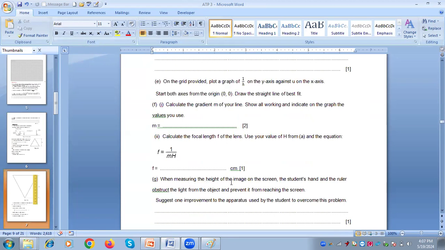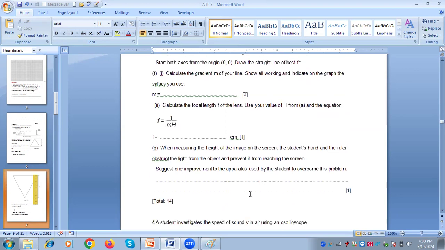When measuring the height of the image on the screen, the student's hand and the ruler obstruct the light from the object and prevent it from reaching the screen. So suggest one improvement to the apparatus used by the student to overcome the problem. The student may use, you can say, some tracing paper, so the image can be seen from the back side. He doesn't have to come in front, in between the light and the screen. Or he can use a graph sheet, because on a graph sheet the position can be marked easily and his hand will not be obstructing. This carries 1 mark.